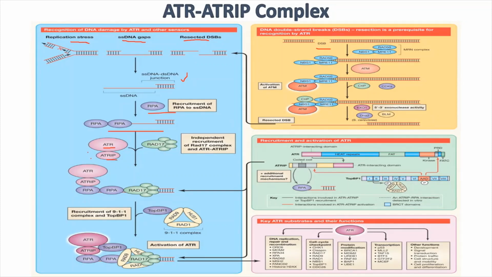So both ATR and ATRIP are activated by TopBP1, which is DNA topoisomerase 2 binding protein 1, and via its ATR activation domain, it phosphorylates ATR and ATRIP. So what ATRIP does is that it helps in localizing ATR to the site of damage, as well as it initiates the interaction of RPA with ATR.